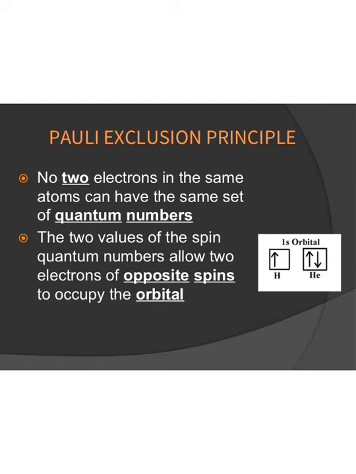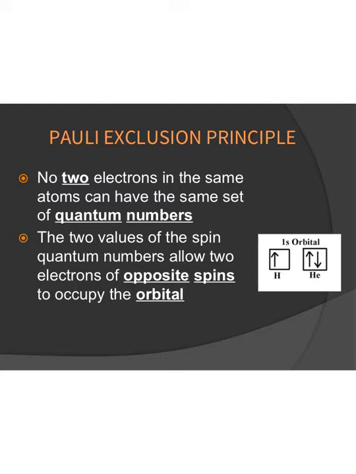Now, the Pauli exclusion principle says that no two electrons in the same atom can have the same set of quantum numbers. The two values of the spin quantum numbers allow two electrons of opposite spins to occupy the orbital. So, like we were talking before, each and every one of these electrons will have an address. And we'll talk more about the address later, which is the quantum numbers. But there's only two that can actually have the same address.